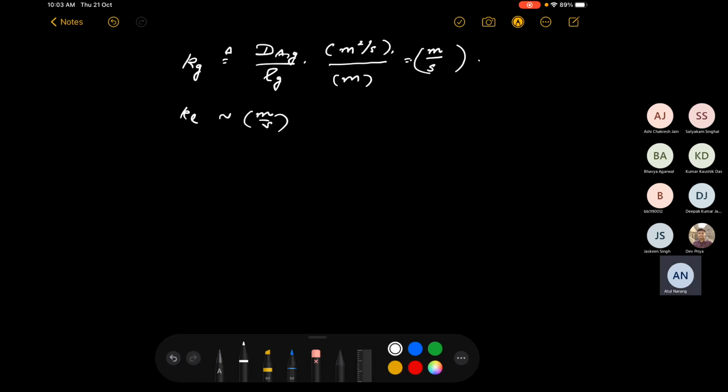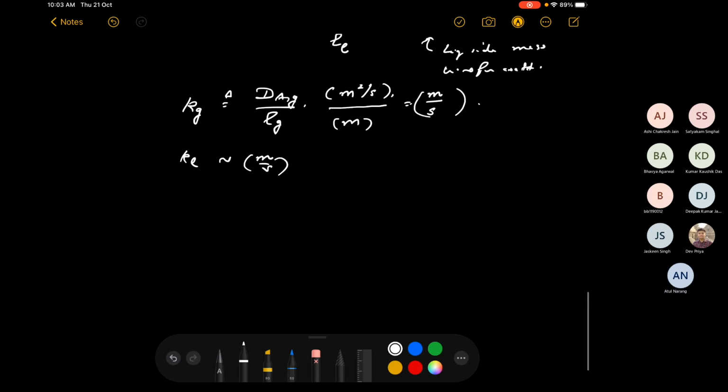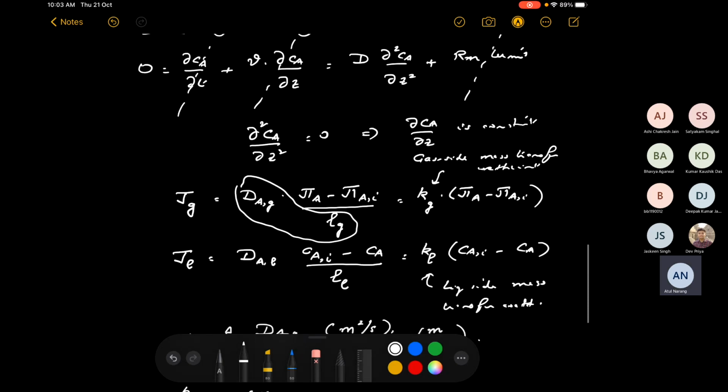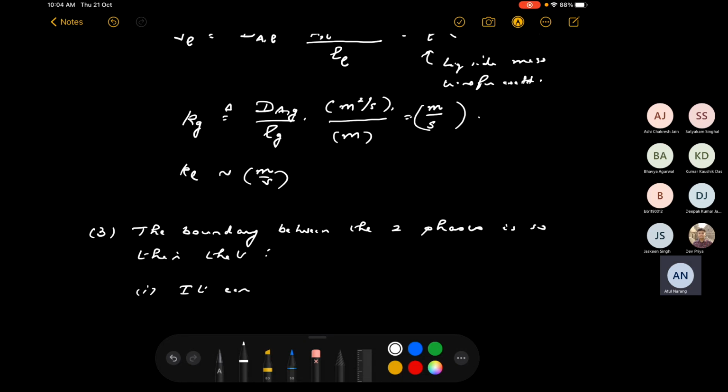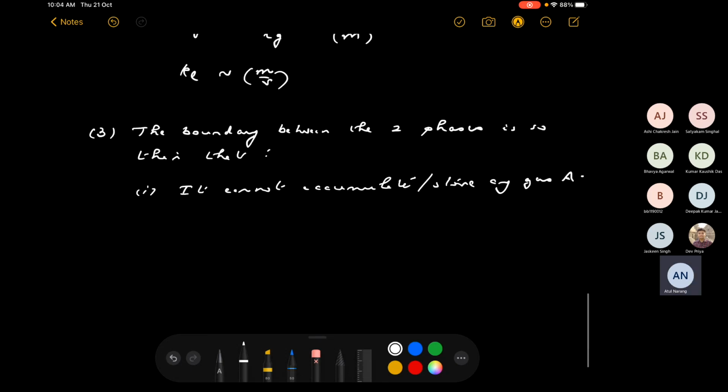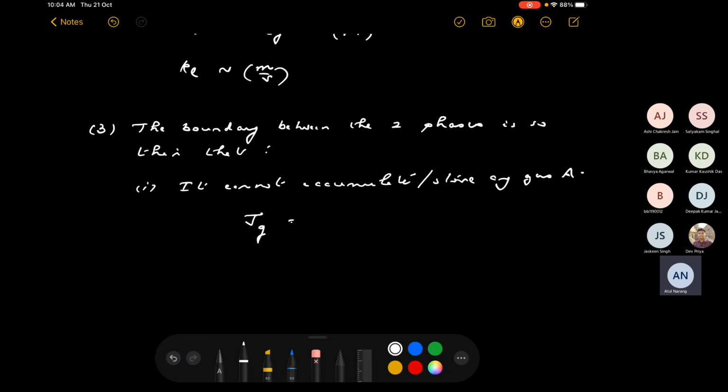Okay. Now, the next assumption that we make is that the boundary between the two phases, which is to say the bubble and the surrounding liquid, the interface between the two phases, is so thin that, one, it cannot accumulate or store any gas A. That means that basically you must have Jg equal to Jl.